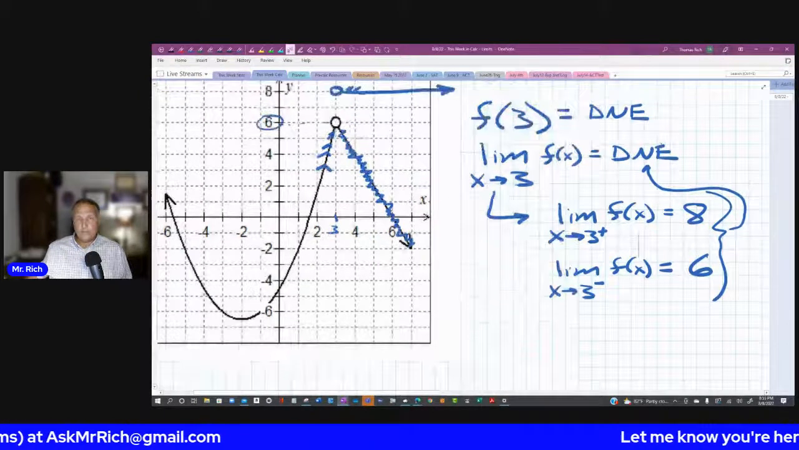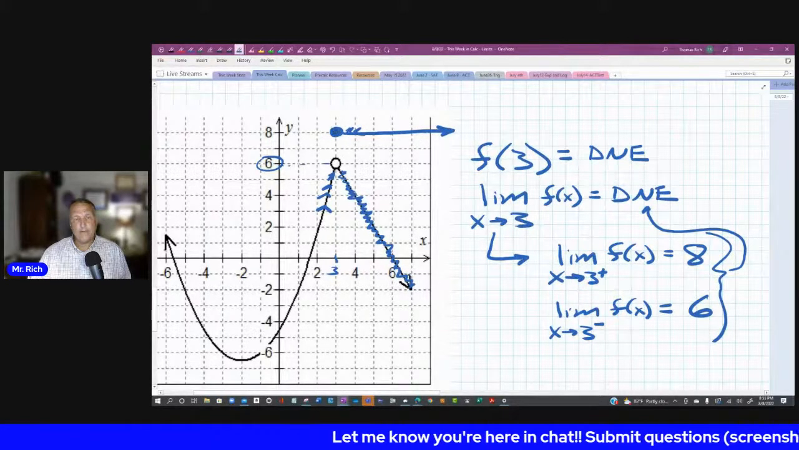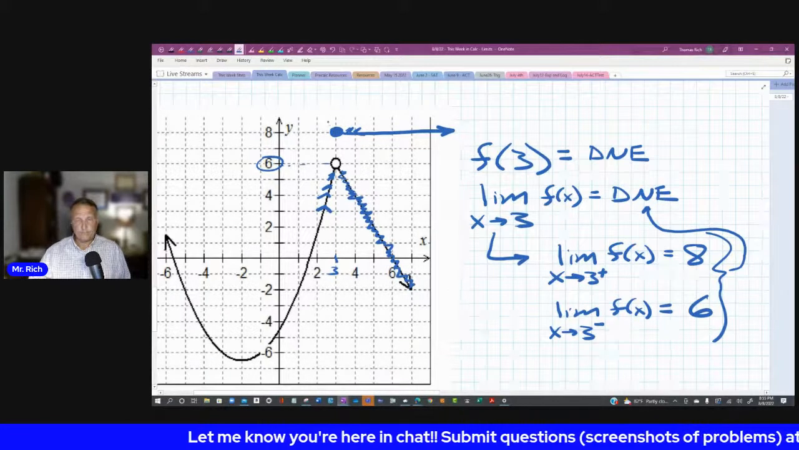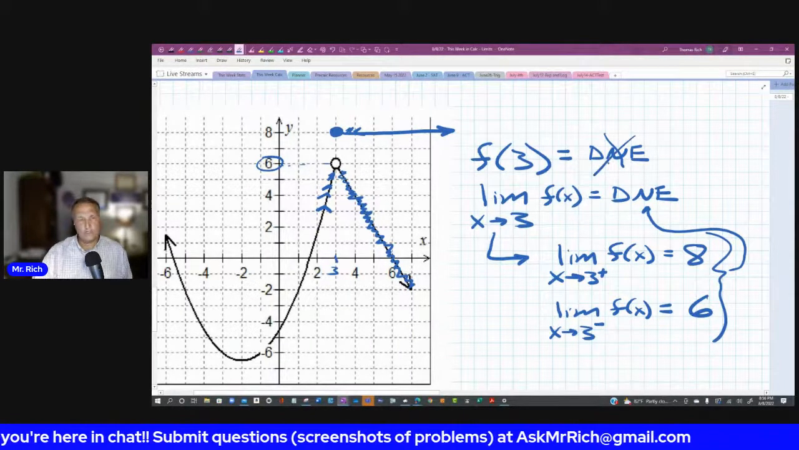Now, think about this too, students. If I were to maybe fill in this dot right here, what would that do? Well, that would then say, well, the function no longer does not exist at 8.